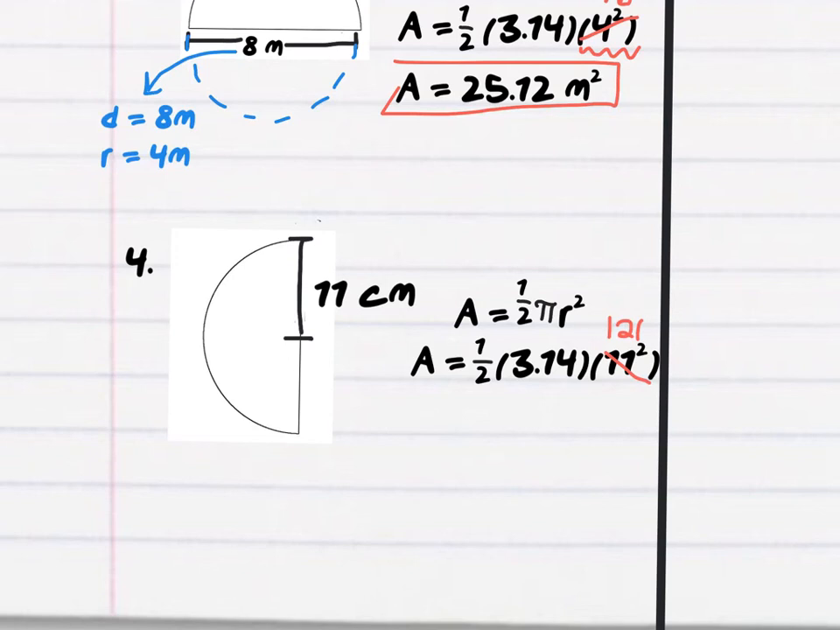And now in your calculator, you could enter 0.5 times 3.14 times 121. And then our answer becomes 189.97 centimeters squared. And we box our answer. And that's all for your notes.